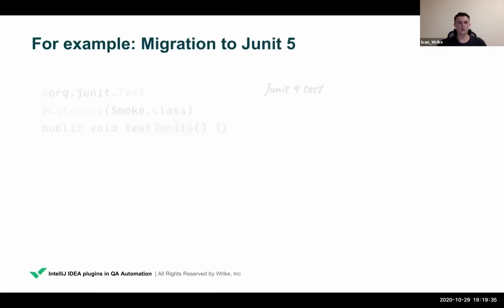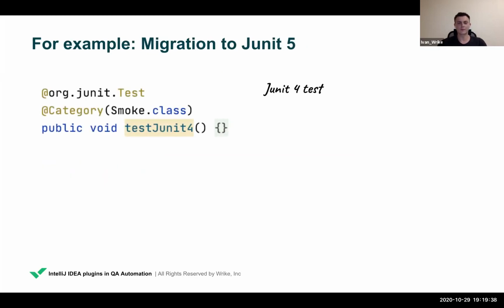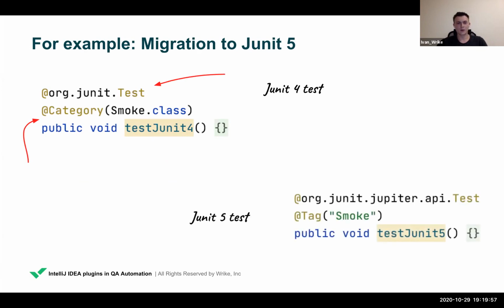Imagine that you use the JUnit 4 test framework for test writing. This framework has the org.junit.Test annotation and also the Category annotation for marking up your tests with a value with a .class ending. And when we are talking about the JUnit 5 test framework, the Test annotation has a different package, the JUnit Jupiter API package.